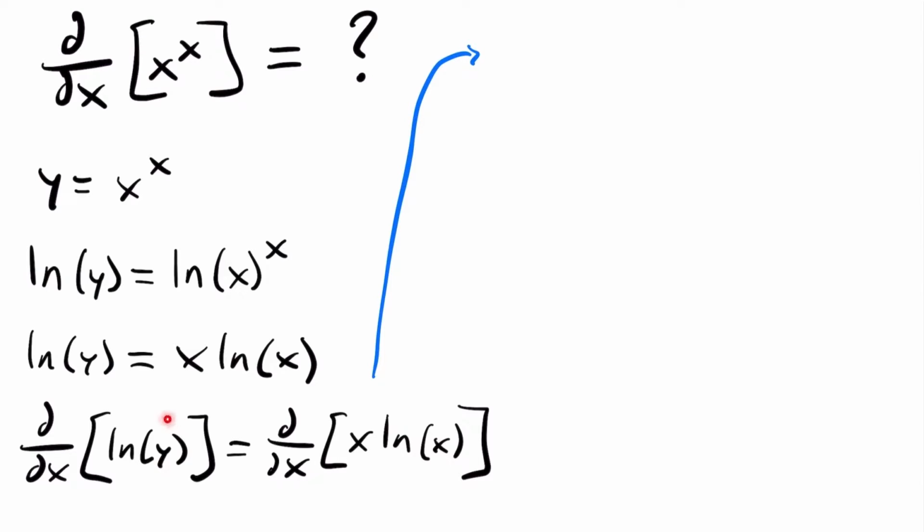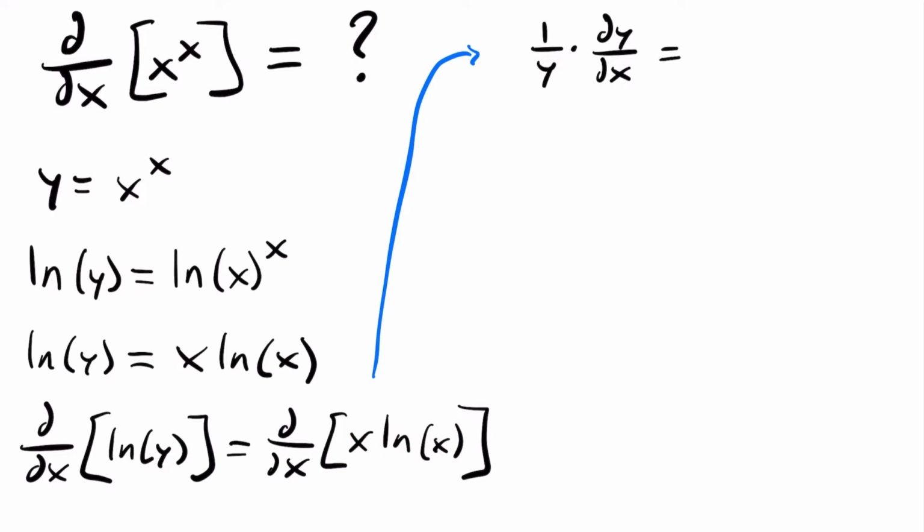To take the derivative of the natural log of y, we're going to have to use implicit differentiation techniques here because we're taking a derivative with respect to x and our function is defined with y. So we're going to have to use implicit differentiation, at least for this side of the equation. So this is going to be equal to the derivative of the natural log of y, which is going to be 1 over y, and then multiplied by dy/dx, because we're taking the derivative of y with respect to x. And then this is going to be equal to the derivative of x times the natural log of x.